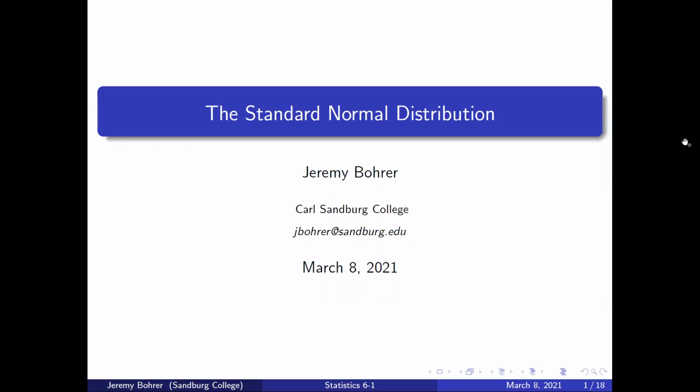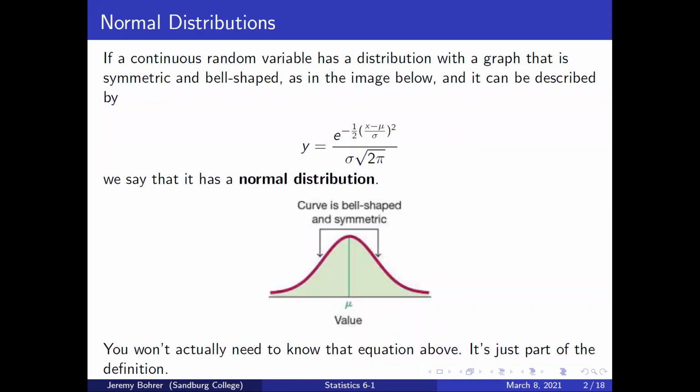In this video, we will discuss the standard normal distribution. If a continuous random variable has a distribution with a graph that is symmetric and bell-shaped, as in the image below, and it can be described by the equation y equals e to the negative 1/2 times (x minus mu over sigma) squared, divided by sigma times the square root of 2 pi, we say that it has a normal distribution. You won't actually need to know that equation above, it's just part of the definition.